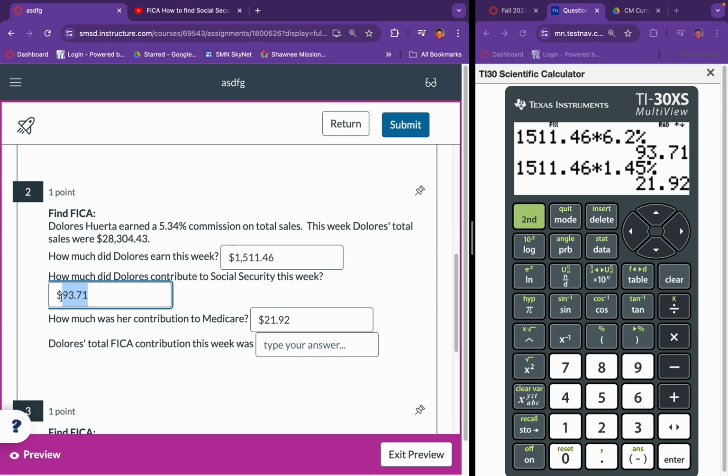So $93.71 this week went to Social Security, and $21.92 this week went to Medicare. So in total, how much went to FICA? Well, FICA is those two numbers added together.